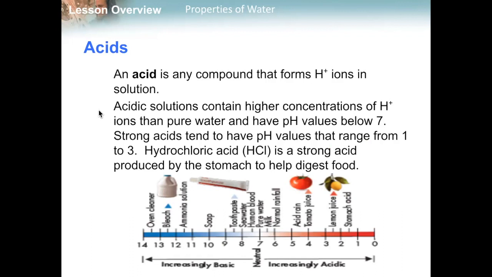Acidic solutions contain higher concentrations of hydrogen ions than pure water and have a pH value below 7. Strong acids tend to have pH values that range from 1 to 3. Hydrochloric acid, HCl, is a strong acid produced by the stomach to help digest food. Stomach acid, 1.5.